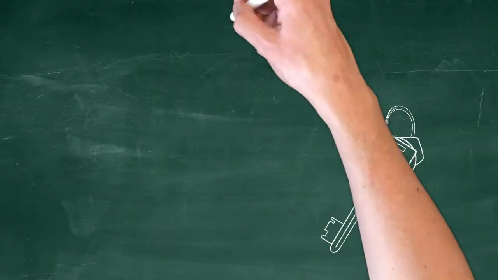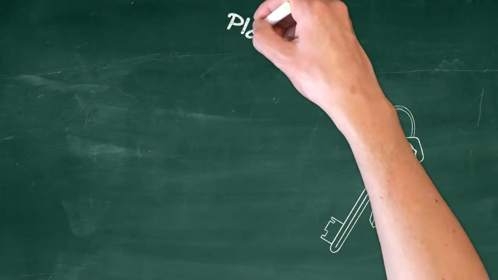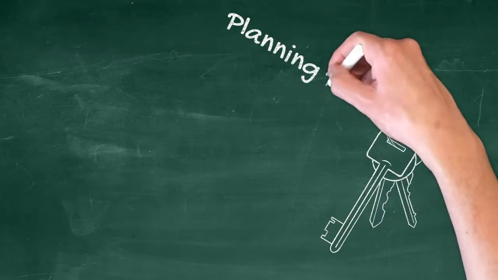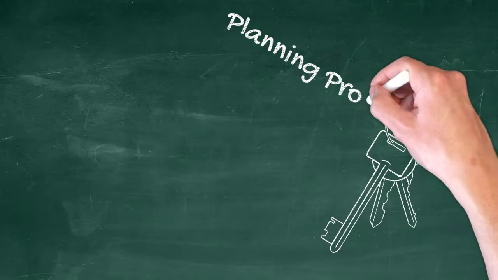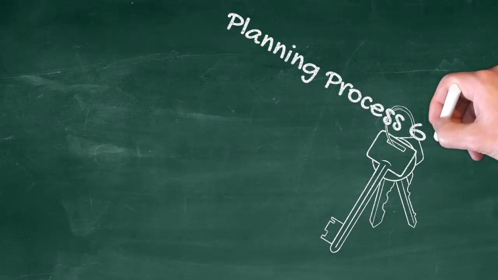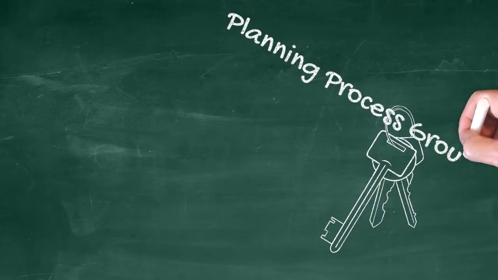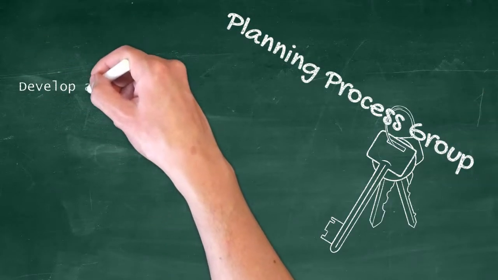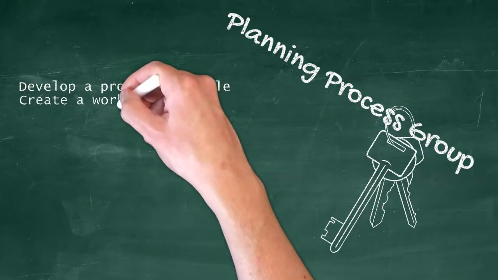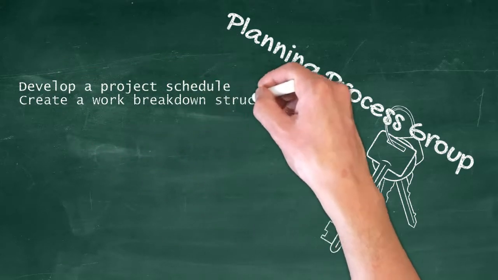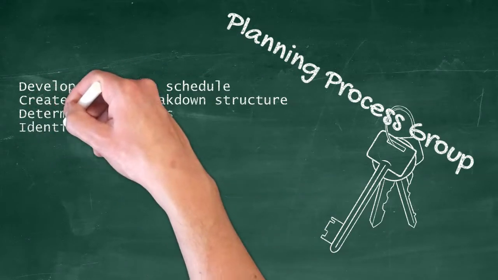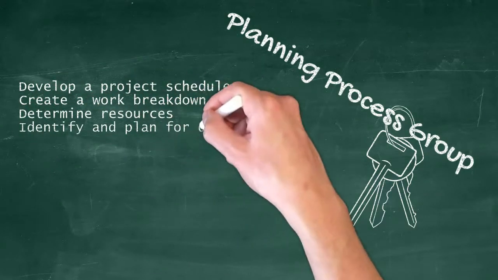The next phase is the planning process group phase. In the planning process group, the project goals, objectives, and deliverables are refined and broken down into manageable units of work. The key activities in the planning process group are as follows. You will develop a project schedule. You will create a work breakdown structure. You will determine your resources, identify and plan for detailed risks, and determine project requirements.